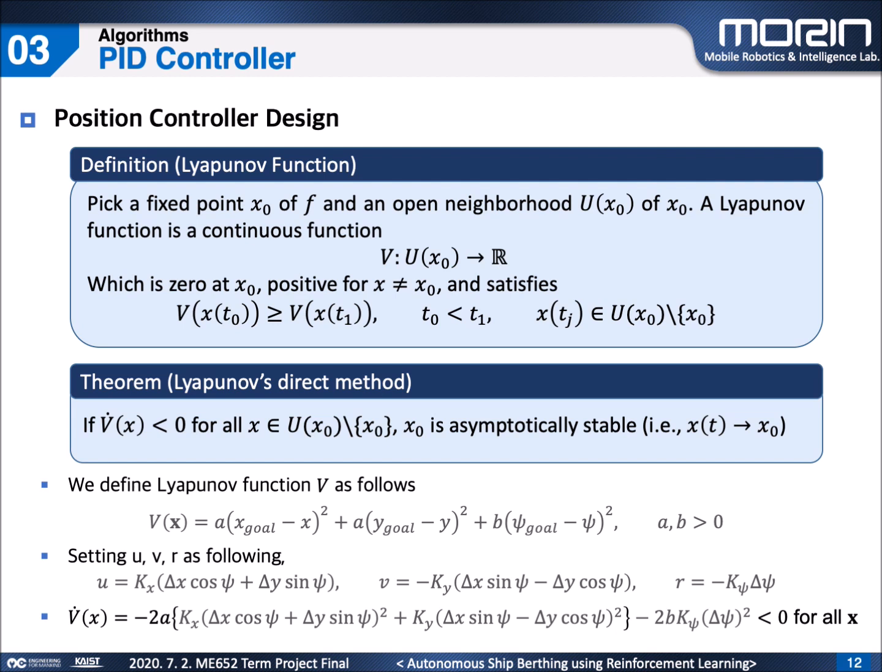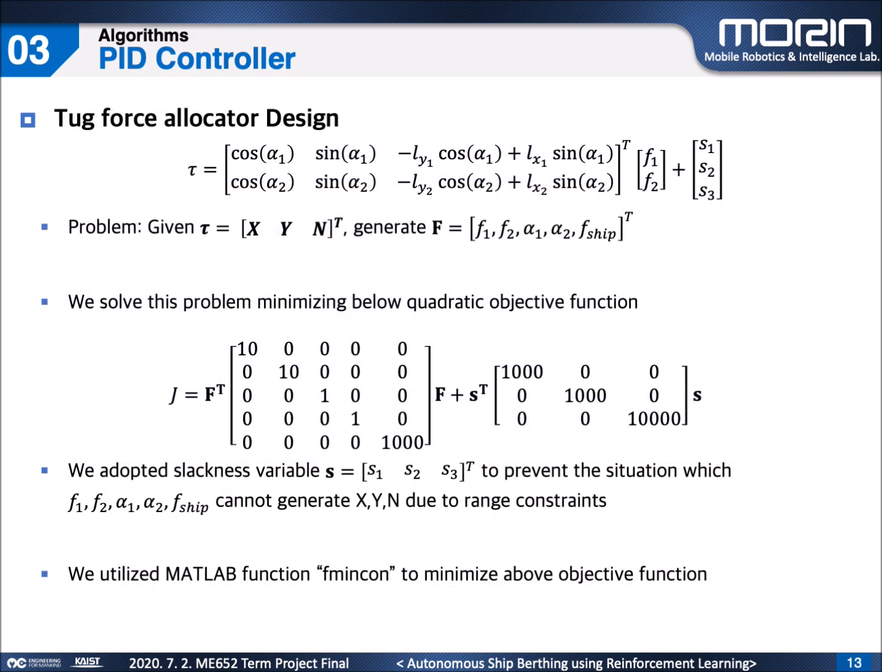The thrust allocation problem is given as follows. Given tau, we have to generate f. We solve this problem by minimizing the below quadratic objective function J. We adopt a slack variable s to prevent the situation in which f cannot generate the desired force due to the range constraint. We used the fmincon MATLAB function to minimize the above objective function.